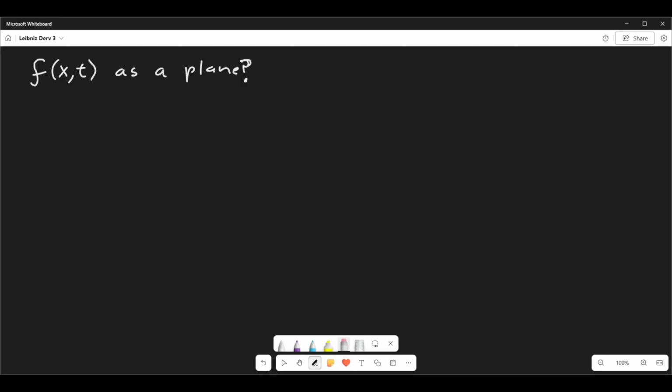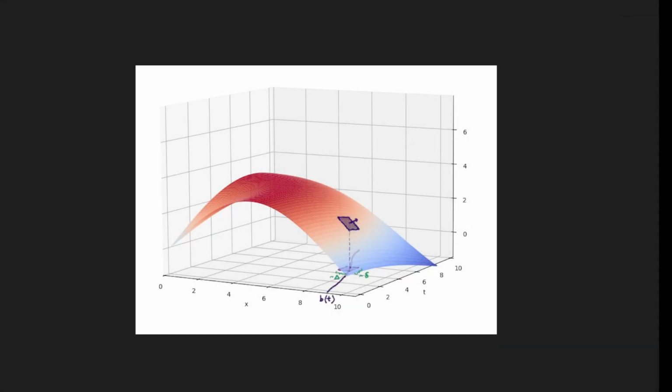So the next thing to do is to find f of x and t as a plane, because in this little area right around the point x prime t prime, it actually can be approximated as a plane.